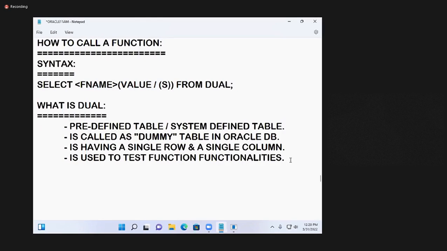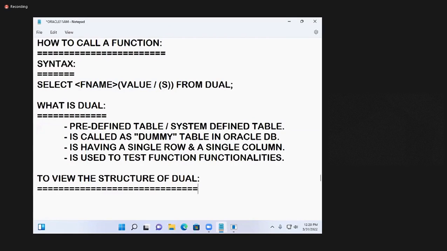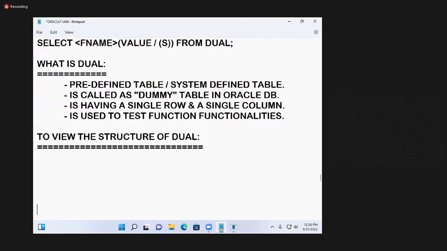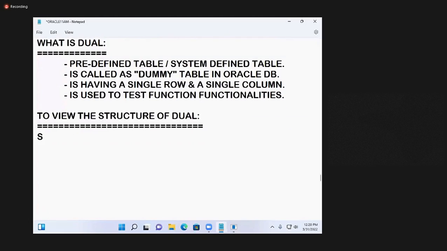And this table, I can see its structure. Suppose you need to see the structure of dual. Because dual is a table, can I see the structure or not? Yes. And tell me what is the syntax to view the structure? We already know that. Table structure, how to see? DESC command. Remember? DESC, your table name. What is my table name? Dual.